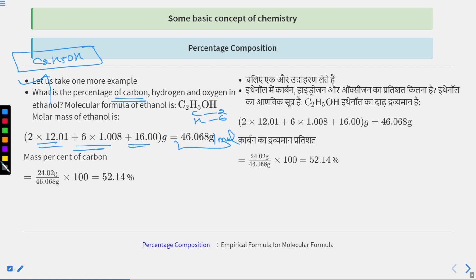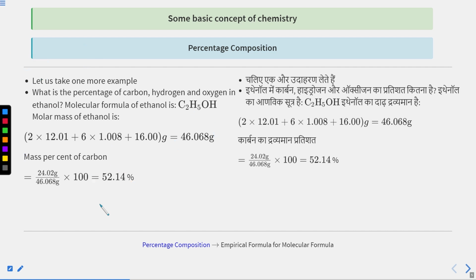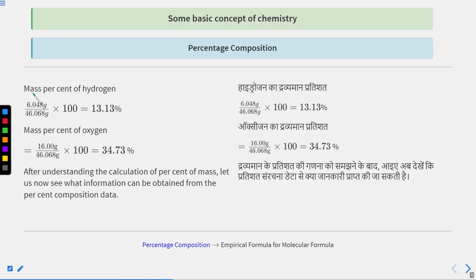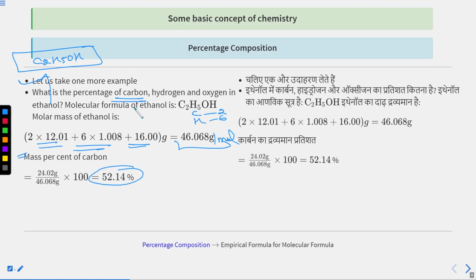46.068 gram per mole. If you want to calculate the mass percentage of carbon, it comes out to be 24.02 divided by 46.068 into 100, and the percentage will be 52.14%. 52.14% is the mass percentage of carbon. If you are calculating the mass percentage of hydrogen, it comes out to be 6.048 divided by 46.068 into 100. That means the mass of that element divided by molar mass of the compound multiply with 100. You will get 13.13%.